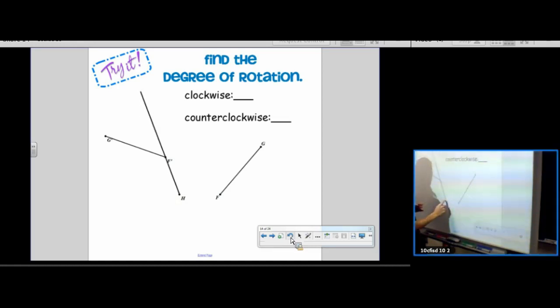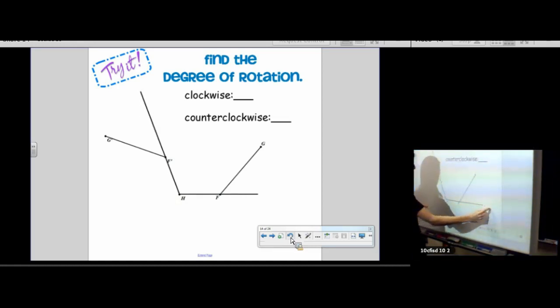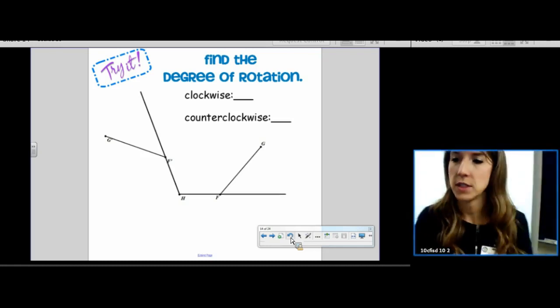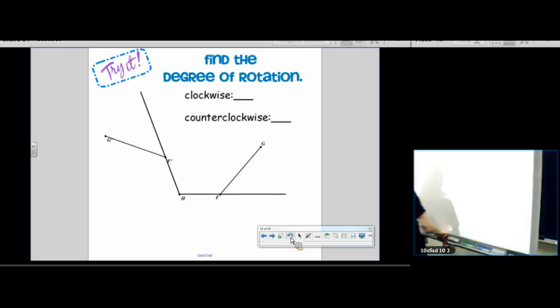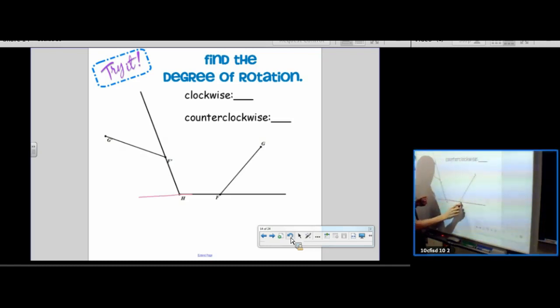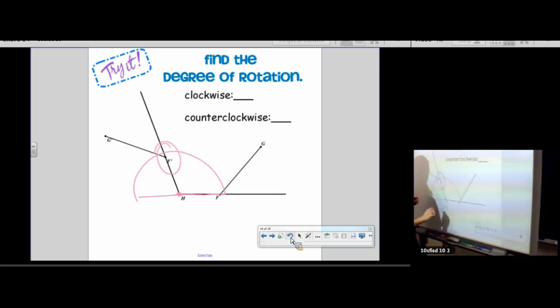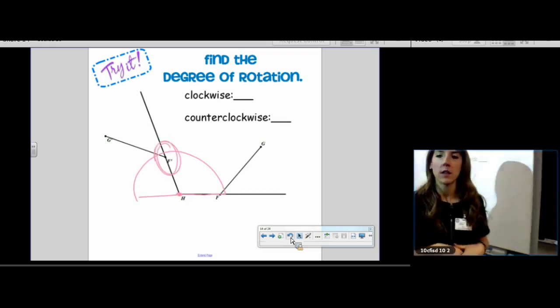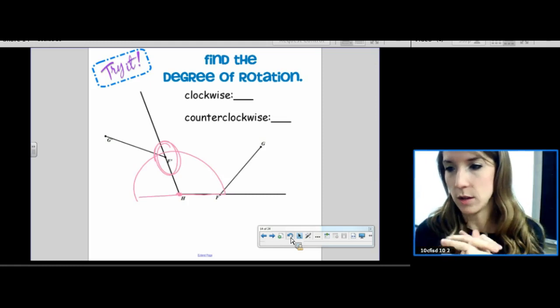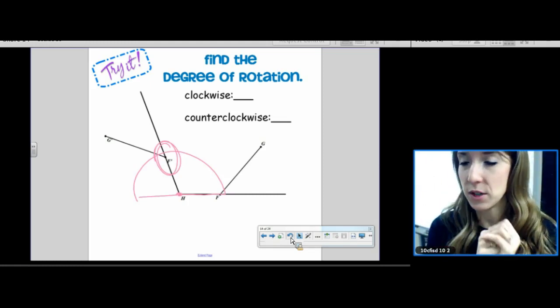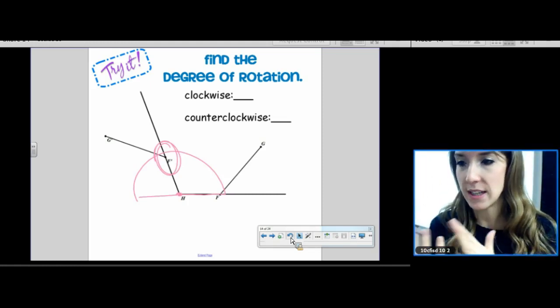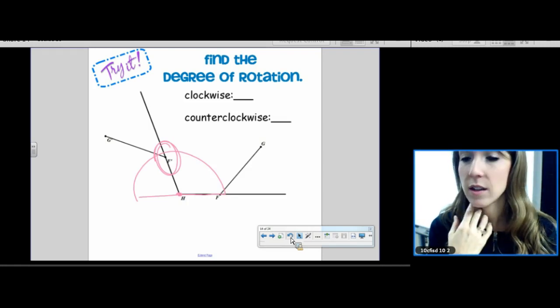And measure the angle. So you're setting your protractor down right here. And you're measuring whatever number you're seeing right there. This is an acute angle, so we're going to use the set of numbers that are smaller, but then we'll subtract it from 180 to get the clockwise one.